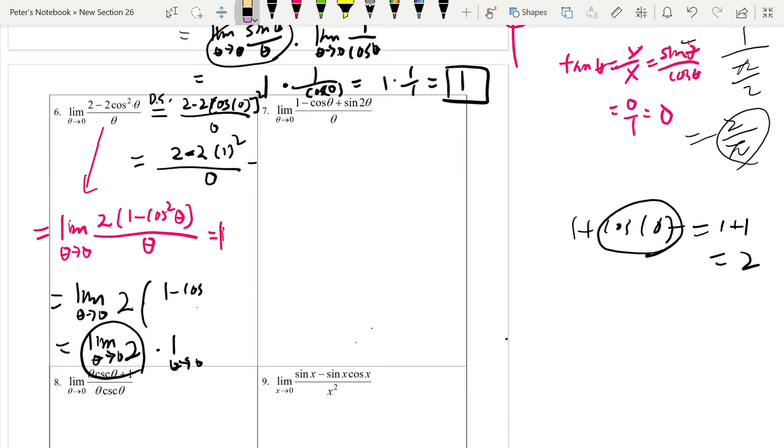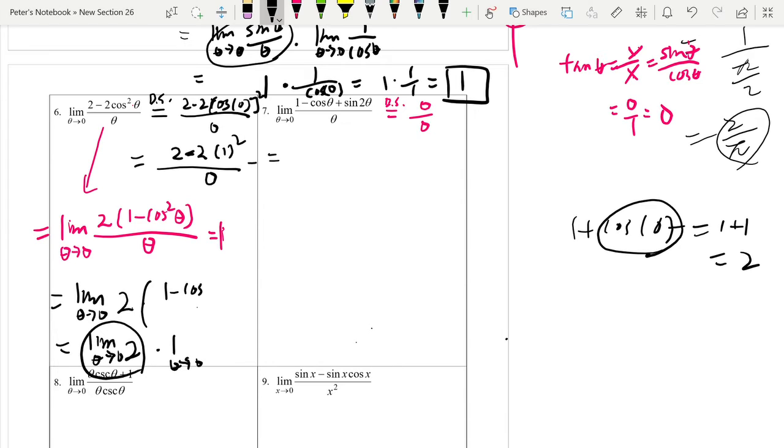Number 7 game plan is this. You have the limit of 1 minus cosine theta plus sine 2 theta over theta as theta approaches 0. To save time, I'm just going to let you know that when you do a direct substitution here, you get 0 over 0. You can do that work on your own after you do a direct substitution. So that means I need to work it out.